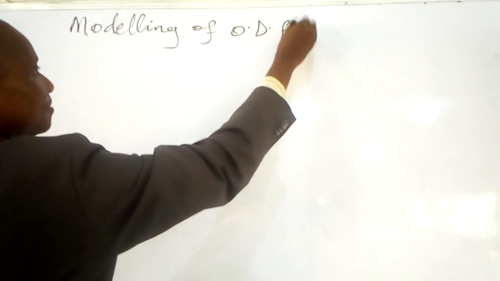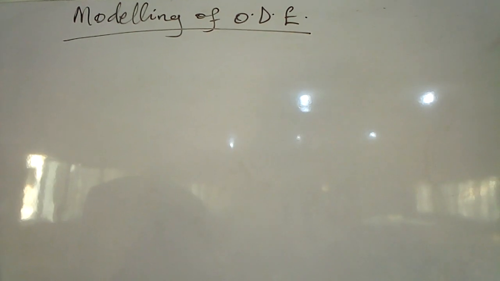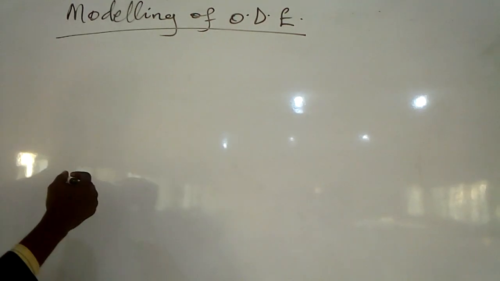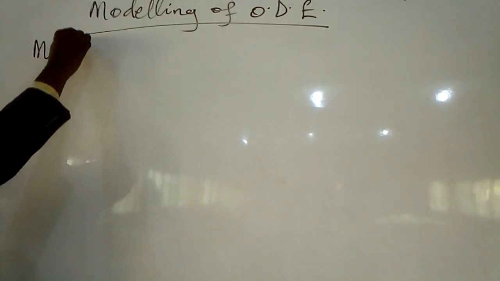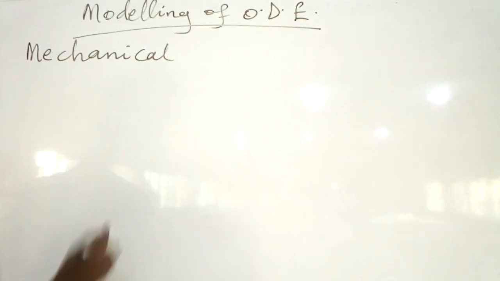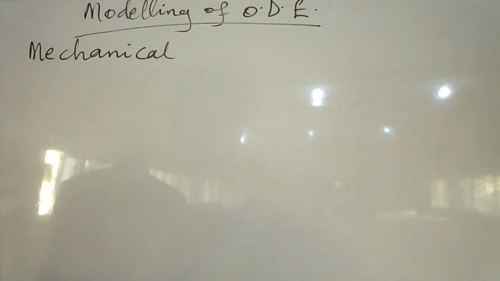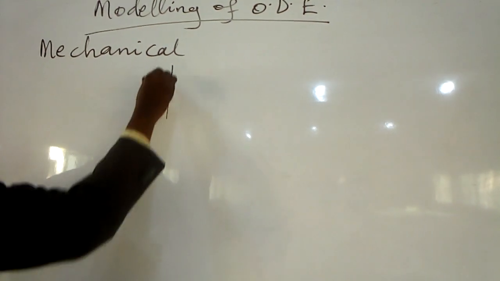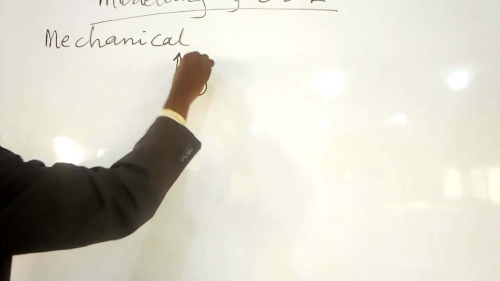Differential equation, first order model. It is also called application of ordinary differential equation. In mechanical application, in mechanical model, basically there are diverse applications of ordinary differential equations. But specifically, we're going to look at an object that is going into the space. An object going into the space.